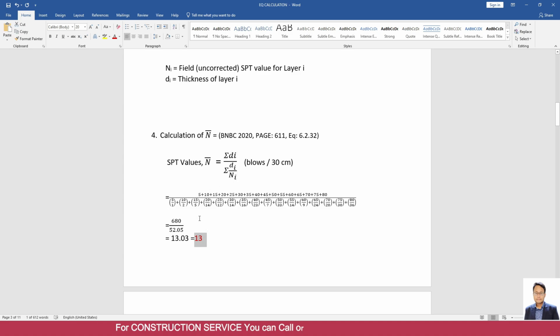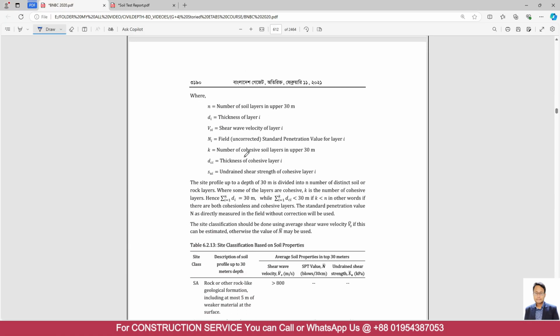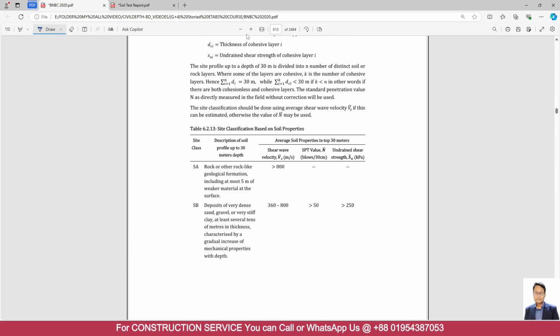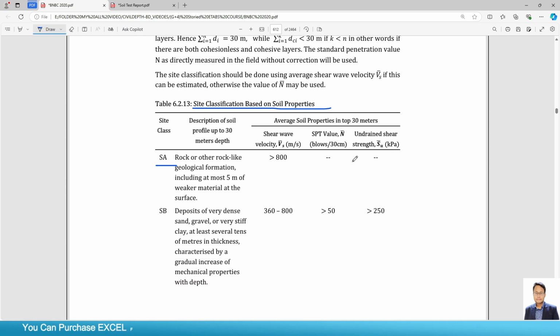Now as per this value we have to take a decision about the site class. So go to page number 612 in BNBC 2020. Here you can see site classification based on soil properties. Site class A, if shear wave velocity is greater than 800, we will not go with this method. We will go for the SPT value N bar.